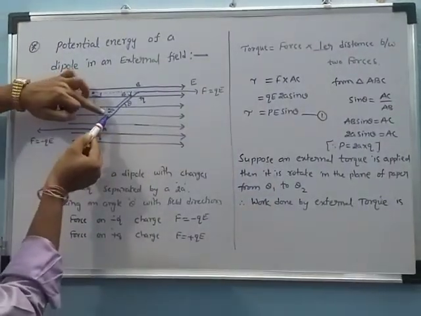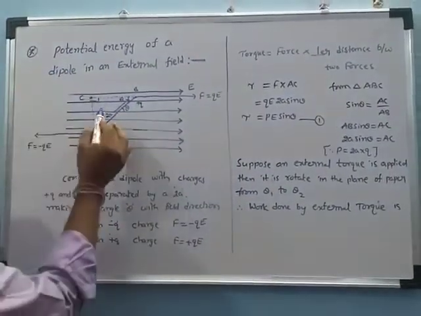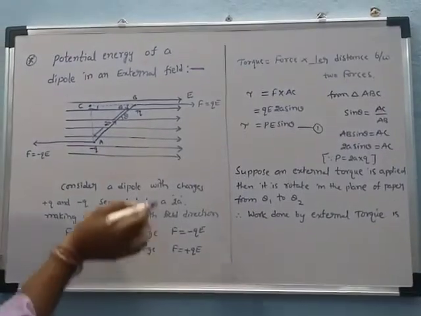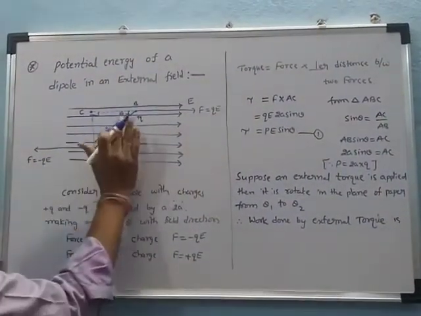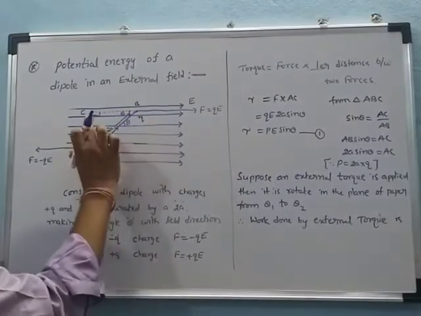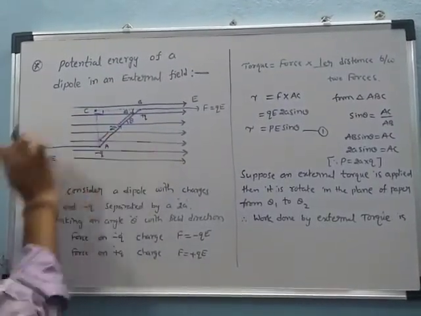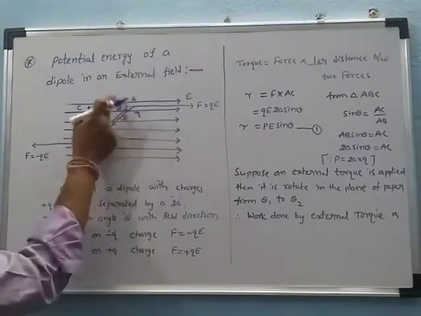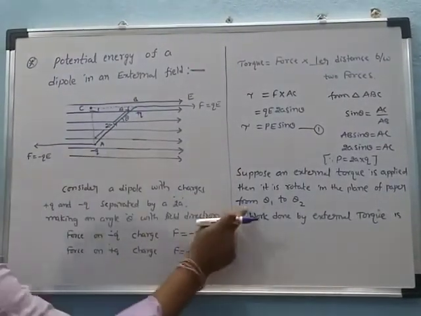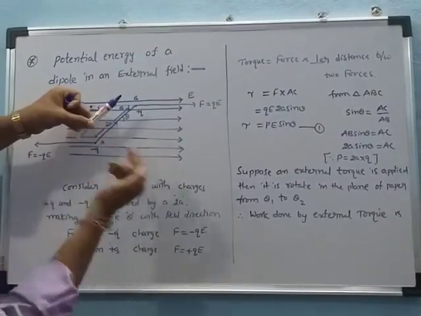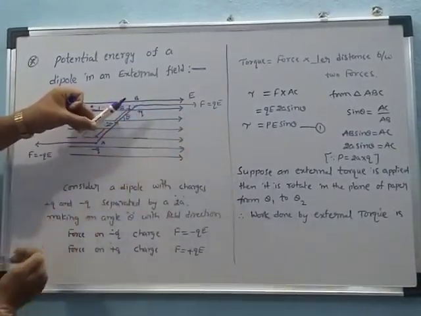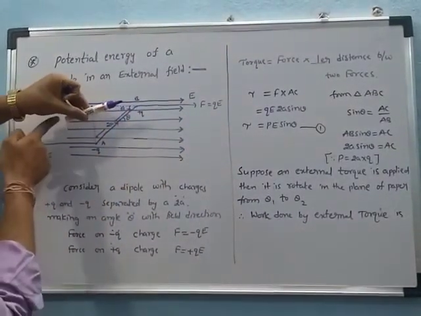Now the external torque, I am applying a little extra torque beyond what is already there. Now the external torque is applied on a dipole. Then it is rotated in the plane of the paper from angle theta 1 to theta 2. See, that is what is there. Now the external torque we can apply. This can be rotated. This angle is theta.